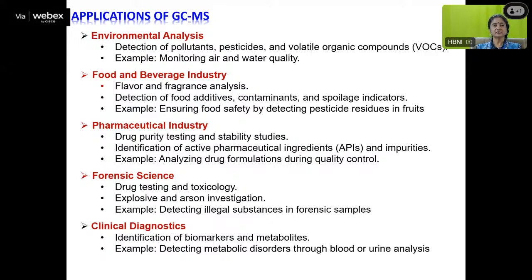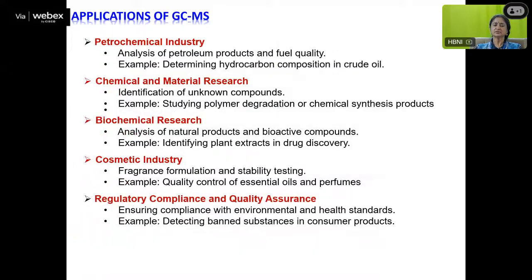Now, clinical diagnostics, it is helpful also. Identification of biomarkers and metabolites, like detecting a metabolic disorder through blood or urine analysis. All these things can be done by GCMS. Also in the petrochemical industry, chemical and material research, biochemical research, cosmetic industry, or any regulatory compliance and quality assurance. So there is a wide variety of uses of GCMS.